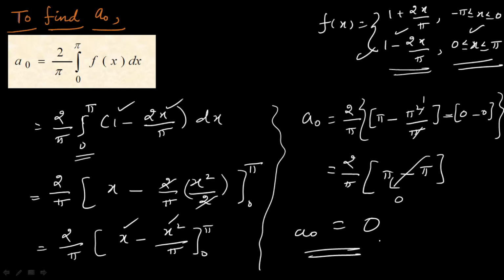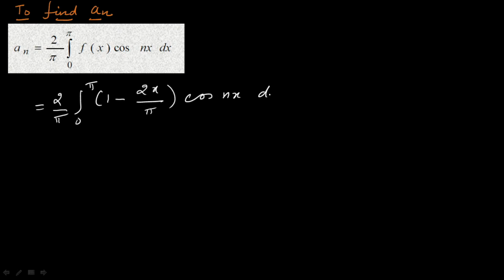Next, we calculate the value of a n. For that, we make use of the formula 2 by pi integral 0 to pi f of x cos n x dx. So that is equal to 2 by pi integral 0 to pi. In 0 to pi, f of x takes the value 1 minus 2x divided by pi, as I told you already, you take the second function, because in this interval f of x takes the value 1 minus 2x by pi, cos n x dx.